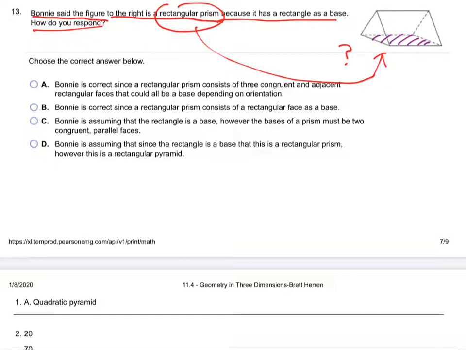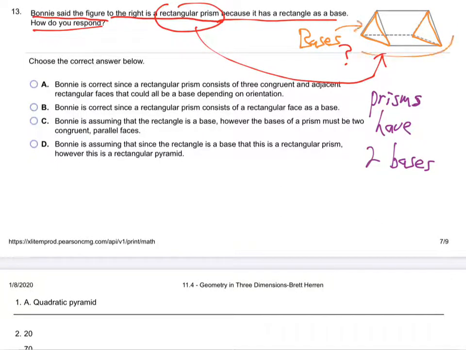No. No, prisms have two bases. You see, the trick is you've got to find what there's two of. What are there two of? There's not two rectangles, are there? What are there two of? There's two triangles. See these two triangles? Those are the bases. This is a triangular prism.